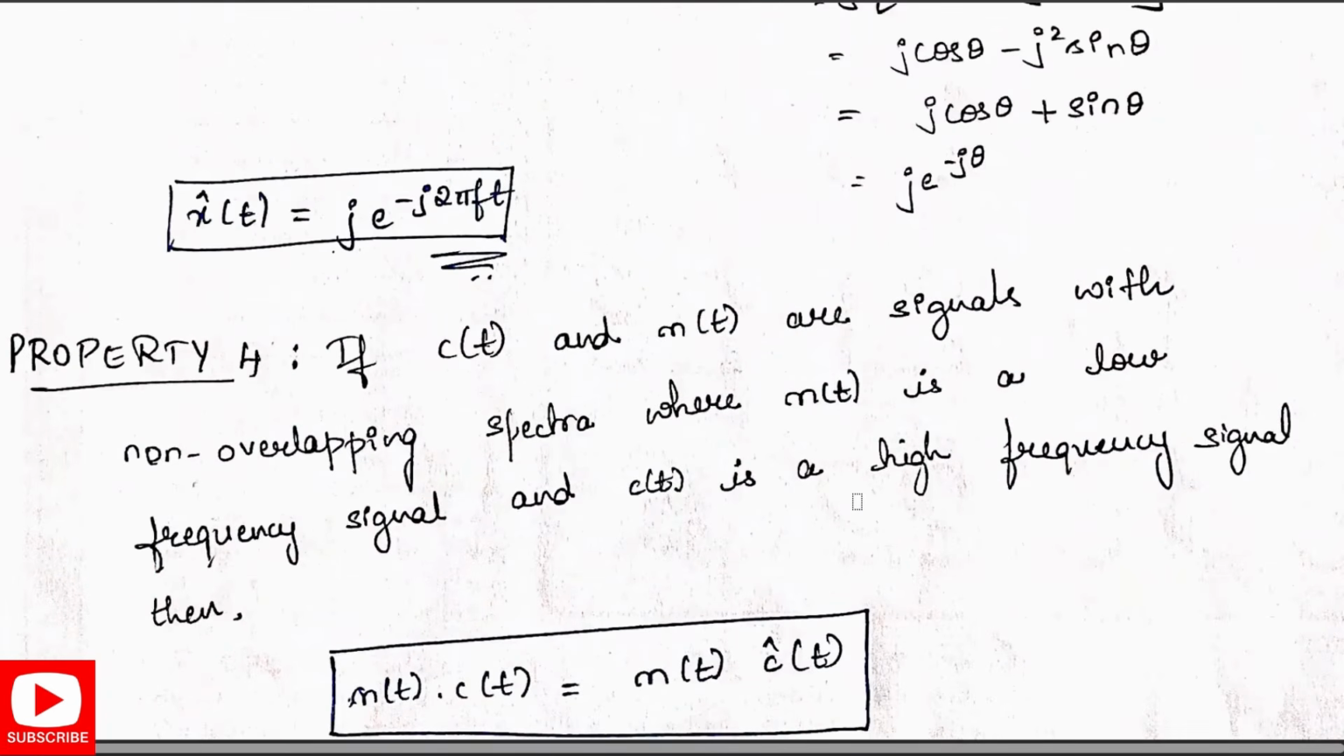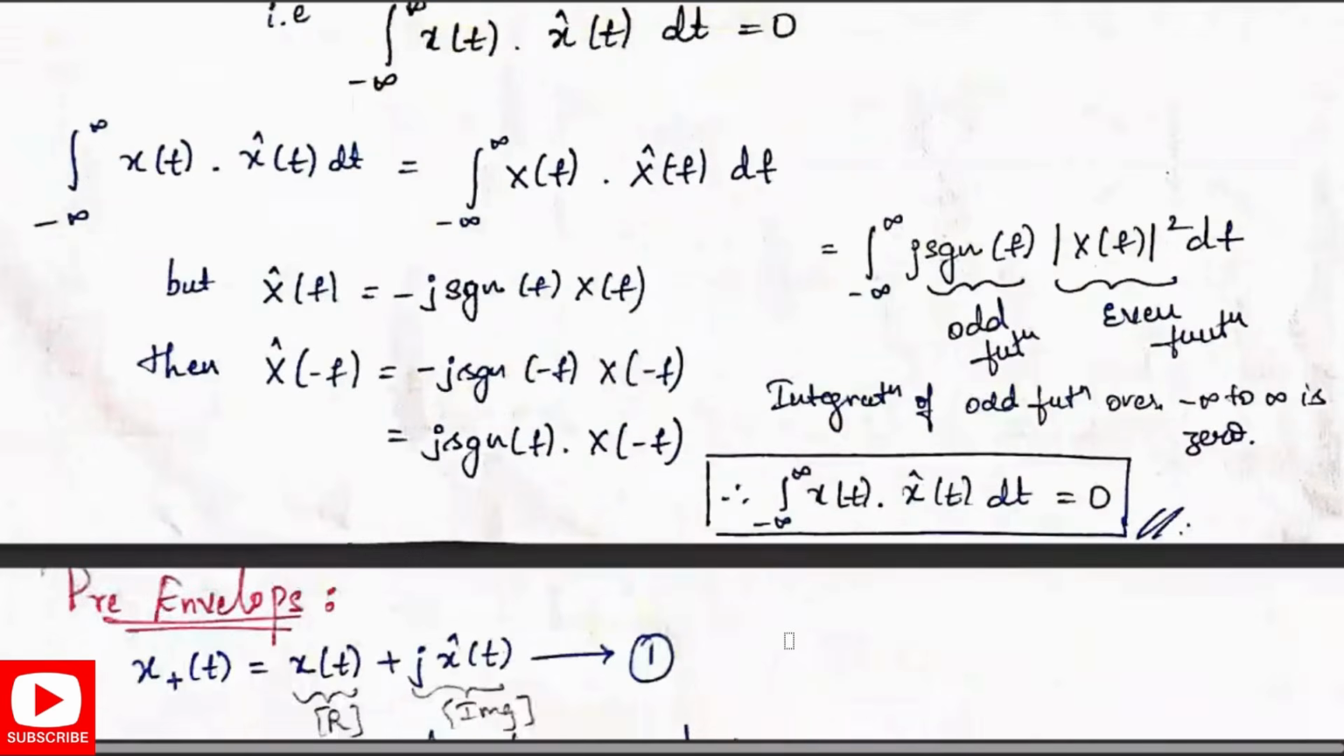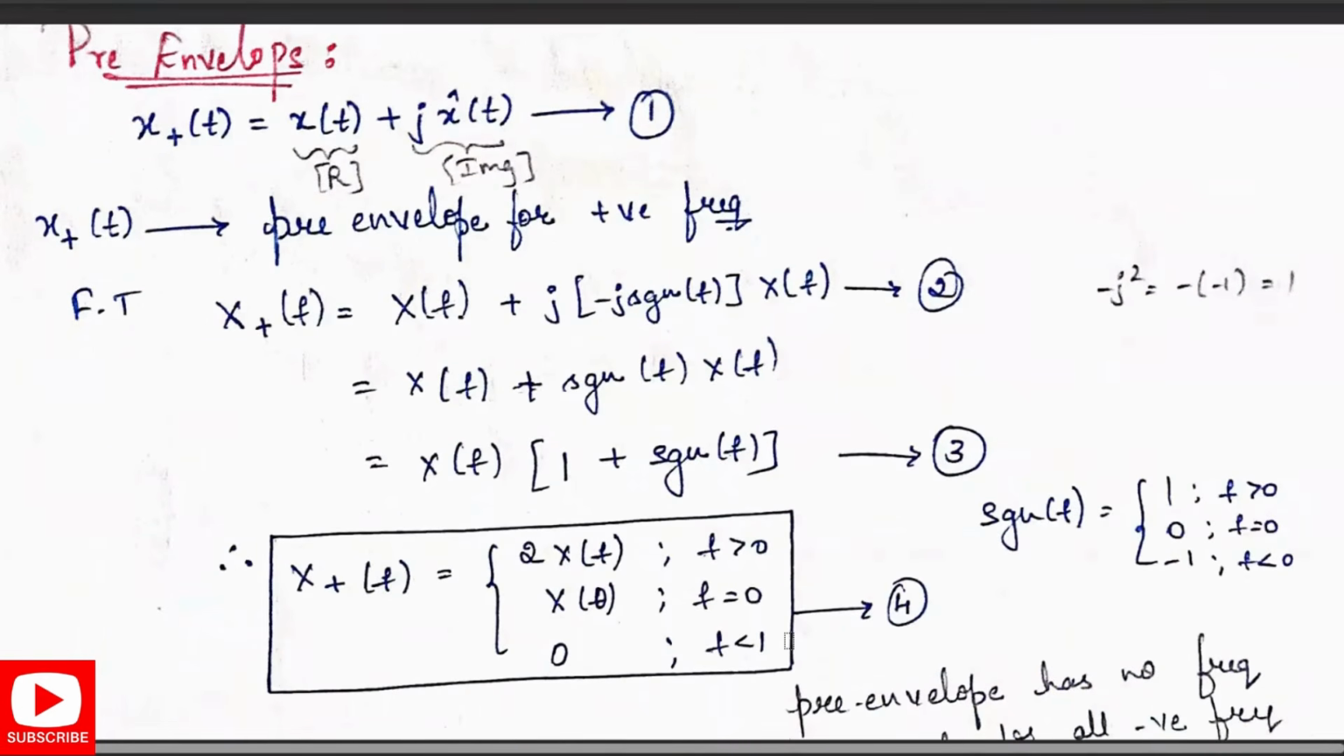So next is our property 4. Property 4 states that if C of t and M of t are signals with non-overlapping spectra, where M of t is a low frequency signal and C of t is a high frequency signal, then you can write M of t into C of t is equal to M of t into the Hilbert transform of C of t. So this is our fourth property. Let's move on to the next, that is pre-envelopes.